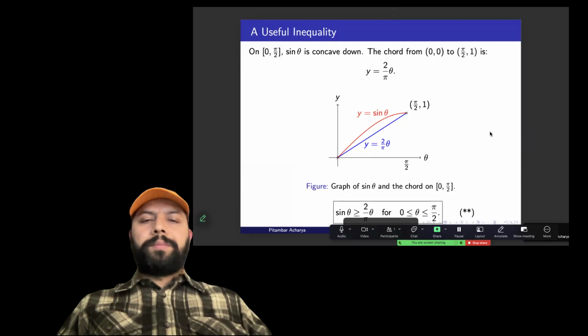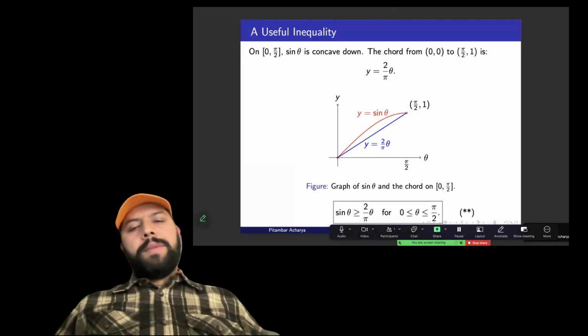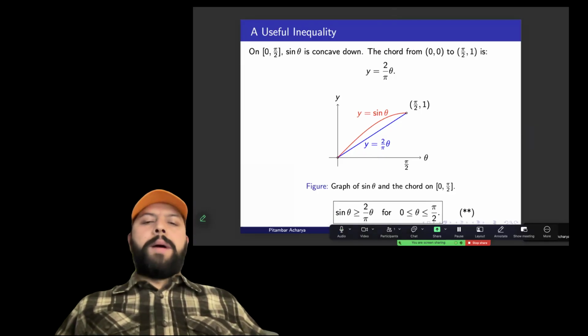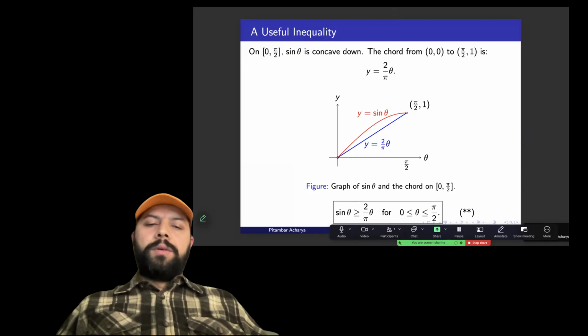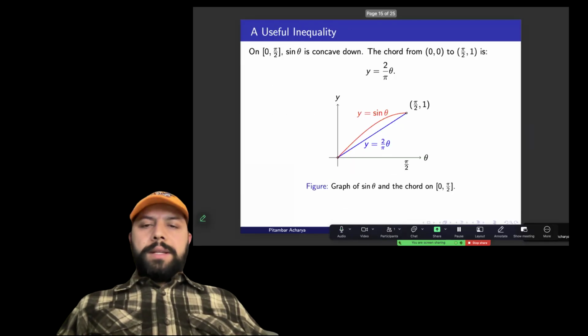Okay, so from here, we can obviously say that sine theta will be greater than or equal to 2 theta over pi. So in the range 0 to pi over 2, this inequality holds. So sine theta is always greater than or equal to 2 theta divided by pi.